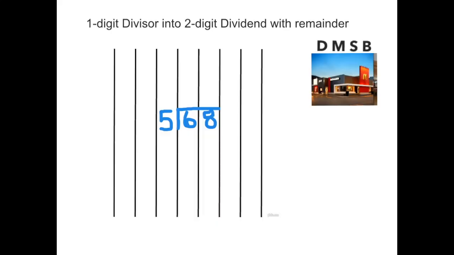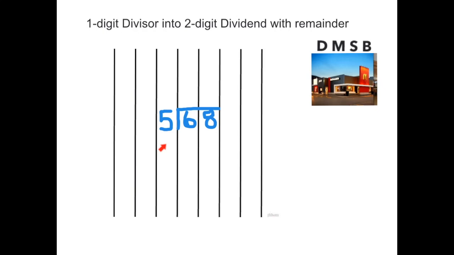This episode of Ms. Knuckles' Nifty Math Minutes is going to teach you how to divide a two-digit number by a one-digit number with a remainder. Here we go. Boys and girls, this video is going to teach you how to divide a two-digit dividend by a one-digit divisor, and your answer is going to have a remainder.